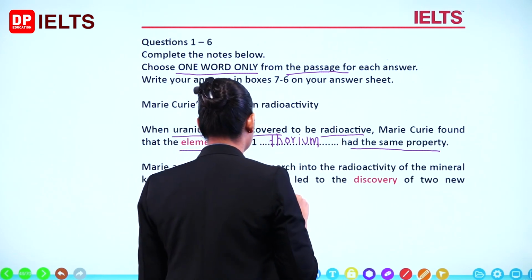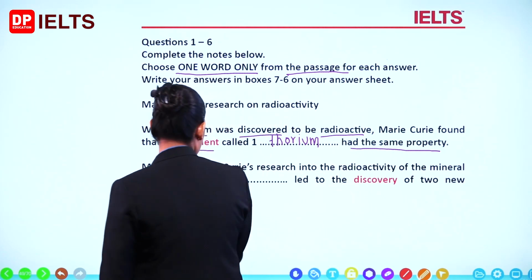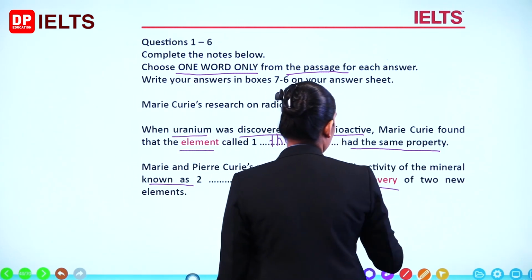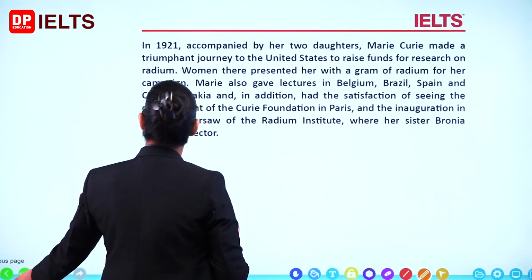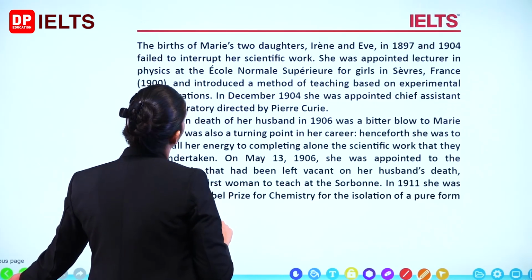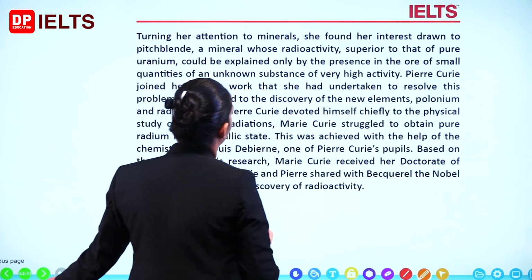Marie and Pierre Curie's research into the radioactivity of the mineral known as something led to the discovery of 2 new elements. Okay. Discovery, 2 new elements. Right, okay.